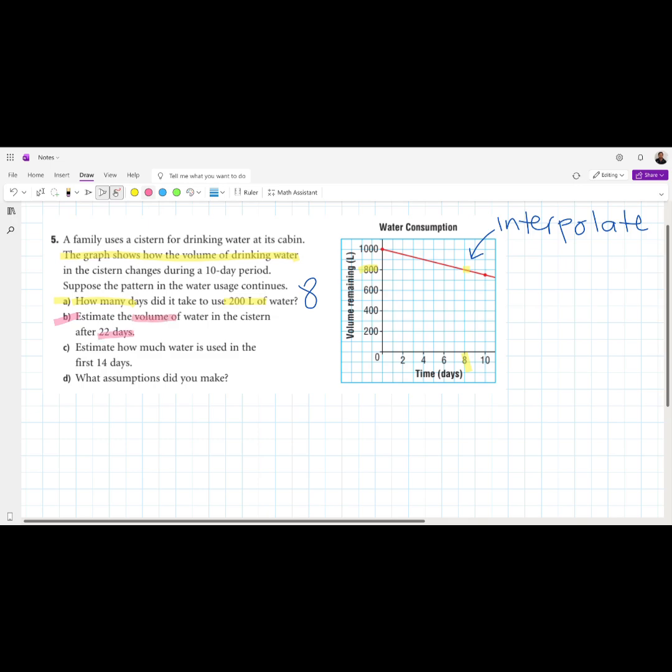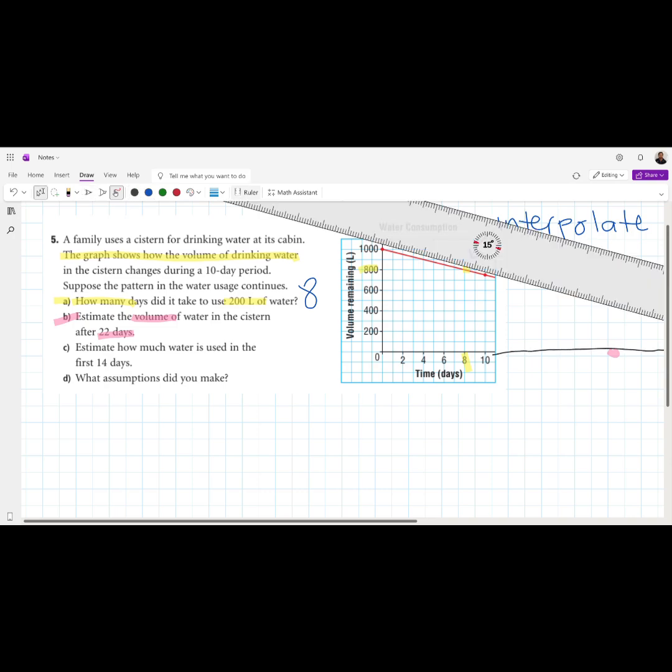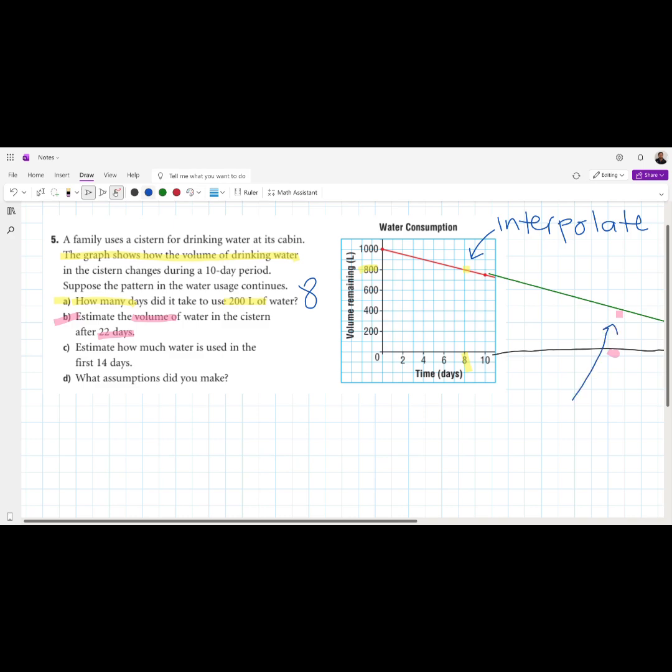Estimate the volume of water after 22 days. Well, this goes past my graph. It's about here, so I can extend my line. It's not perfect, but based on this, it looks like it's about 400 liters remaining. This is extrapolating because I'm going beyond, or I'm extending my graph to make this estimation.